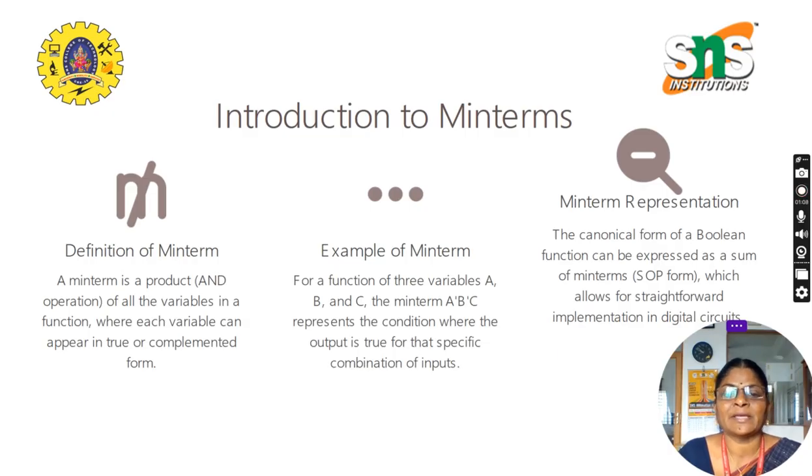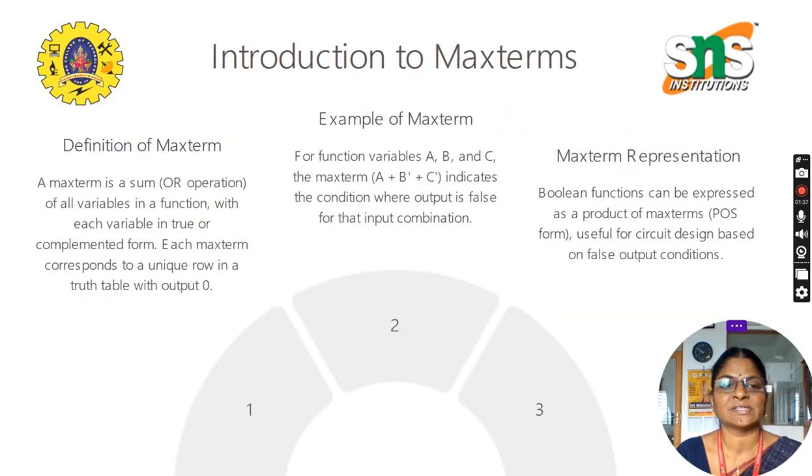Example of a minterm: for a function of three variables a, b and c, the a, b and c can be in complemented form, which represents the condition where the output is true for that specific combination of inputs. And how we can represent it: the canonical form of a Boolean function can be expressed as a sum of minterms, which we call SOP, which allows for straightforward implementations in digital circuits.